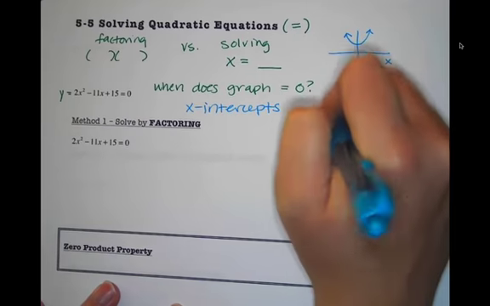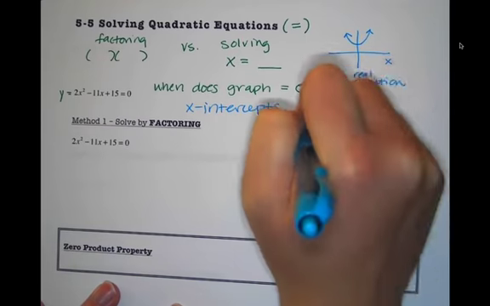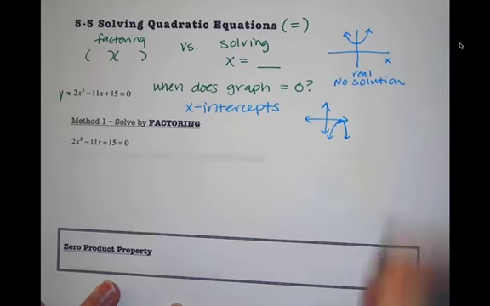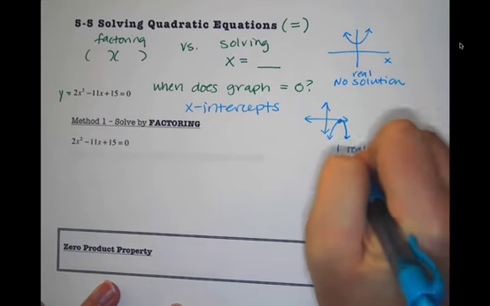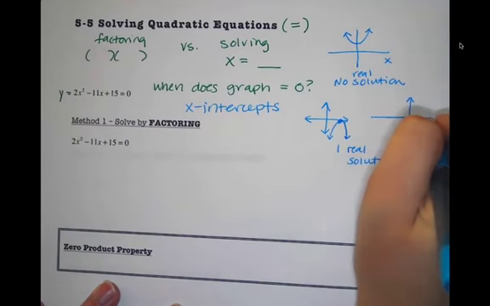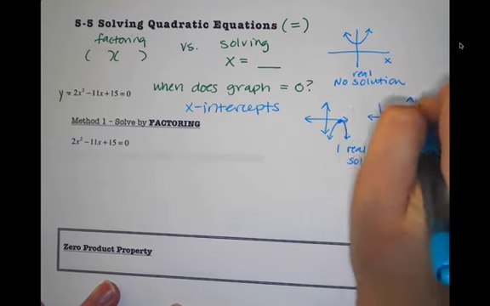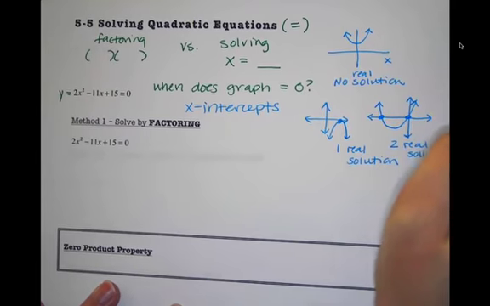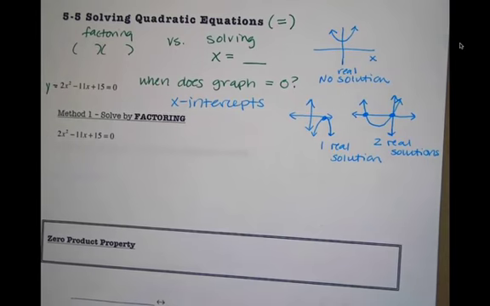Okay, you could also have something maybe like this, where it just touches that x-axis once. So that would be one real solution. Or you could have something that crosses the x-axis twice. Something like that, two x-intercepts, that would give you two real solutions. Okay, and I just want you guys to keep that in mind. We'll be working with equations, but I want you to think about really what we're talking about graphically.